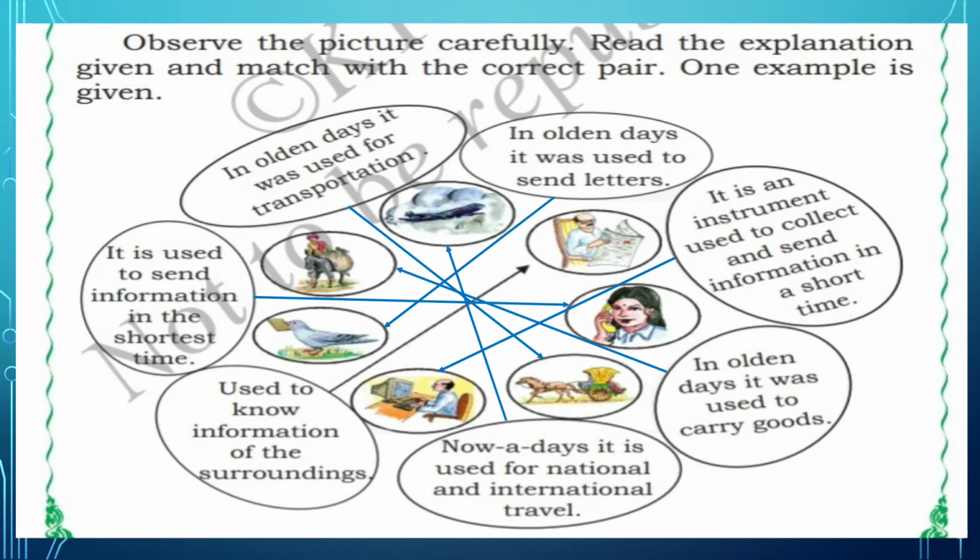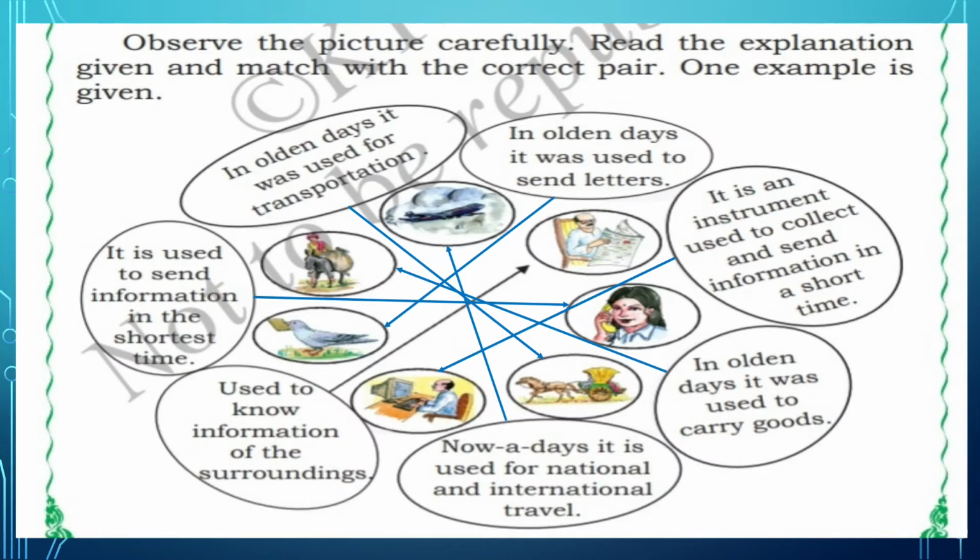Let's read once again from the first information. It is used to know the information of the surroundings, that is newspaper. Next, it is used to send information in the shortest time, that is telephone. Third, in olden days it was used for transportation, that is horse cart. In olden days it was used to send letters. What was used? In earlier days, birds. It is an instrument used to collect and send information in a short time. What is it? It is computer. Next, in olden days it was used to carry goods, that is donkey. Nowadays it is used for national and international travel. What is it? That is aeroplane.